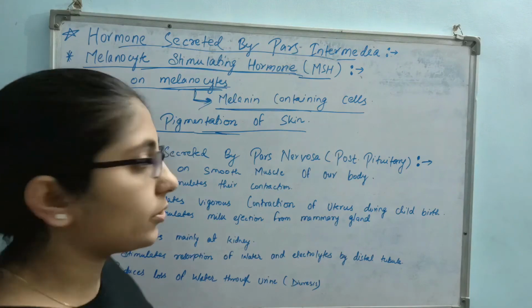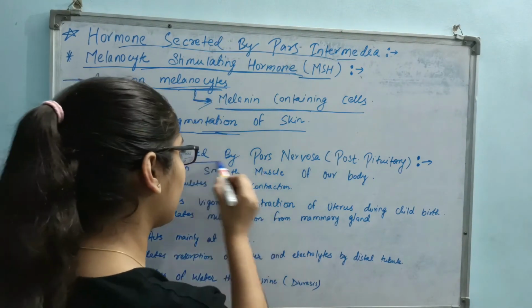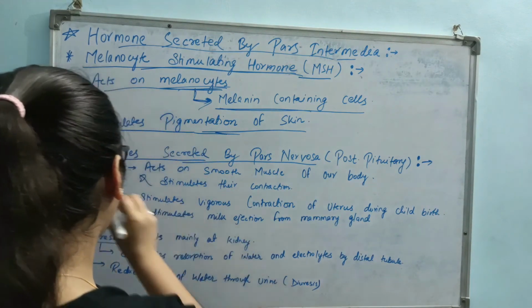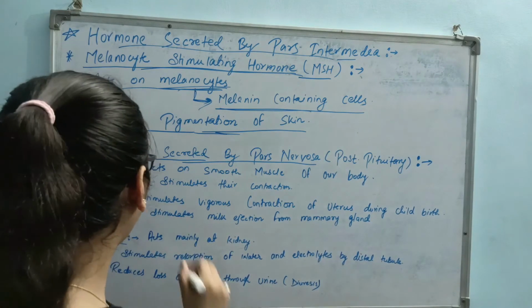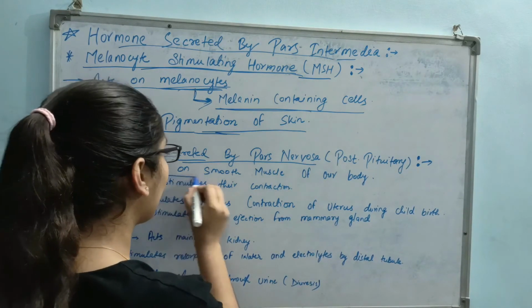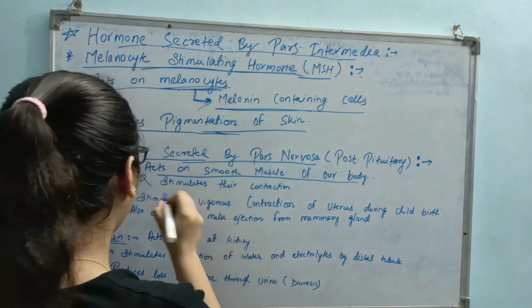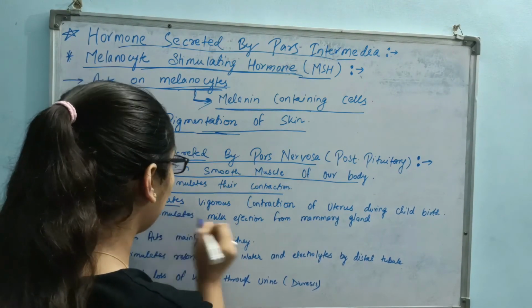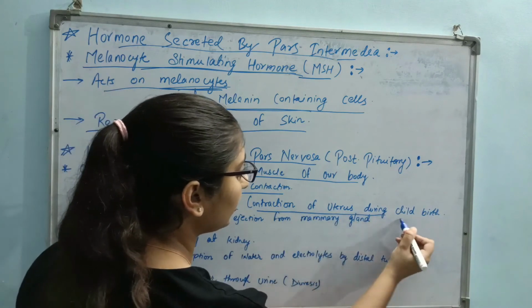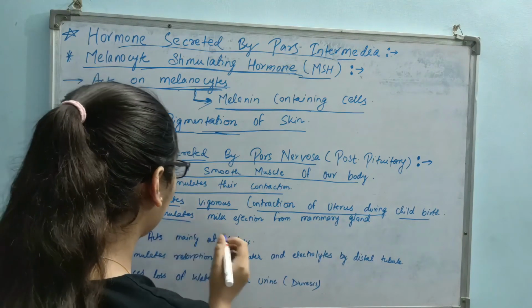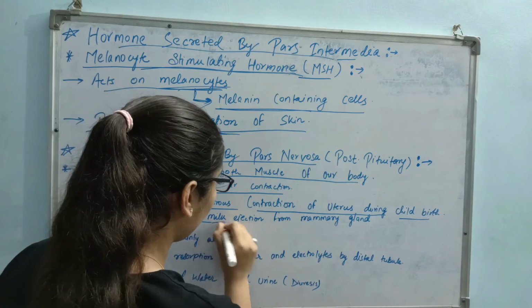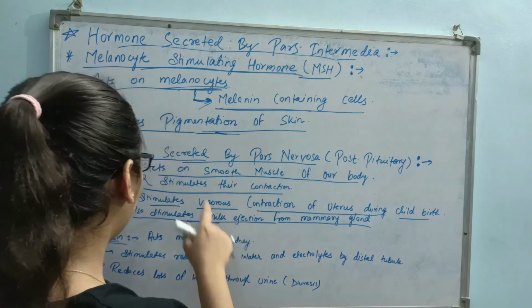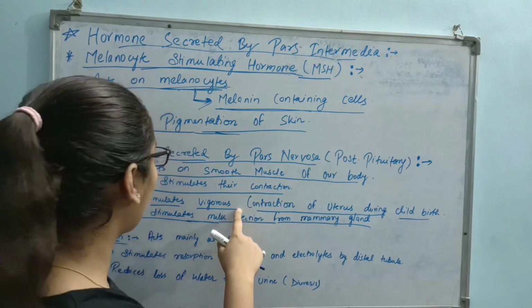Now we will study hormones secreted by pars nervosa. Pars nervosa secretes 2 types of hormones, that is oxytocin and vasopressin. Now oxytocin acts on smooth muscle of our body and stimulates their contraction. It also stimulates vigorous contraction of the uterus during childbirth, and also stimulates milk ejection from the mammary gland. These are the features of the oxytocin hormone.